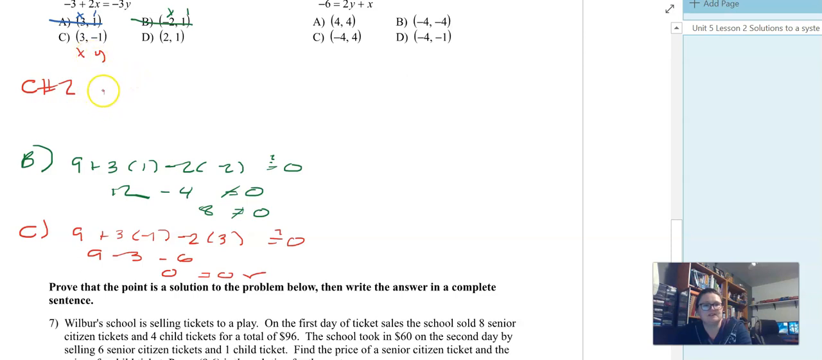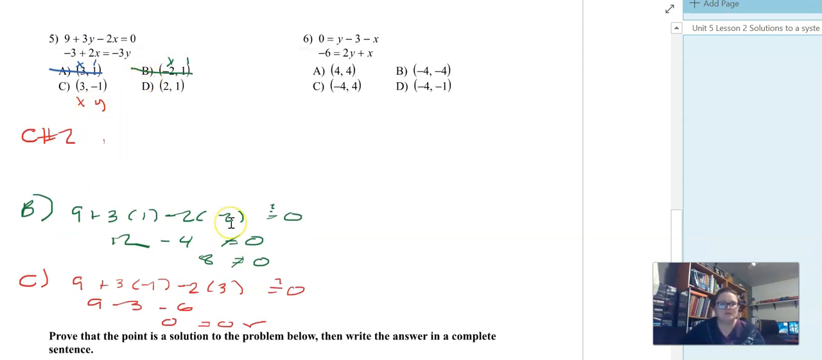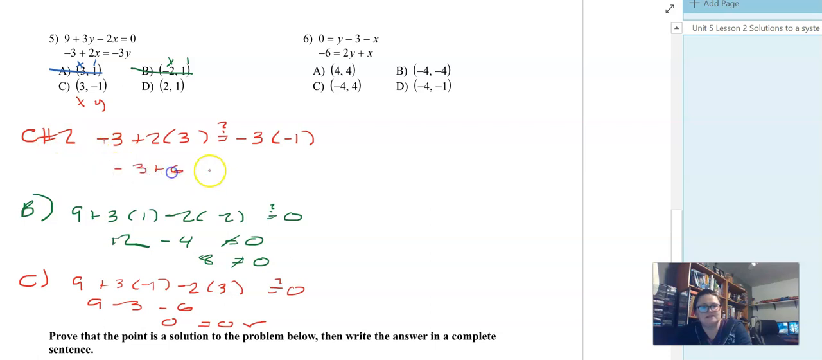So now I have to check the second equation. Remember, the second equation was negative 3 plus 2x equals negative 3y. So negative 3 plus 2 times 3, is that equal to negative 3 times negative 1? Right, because y is negative 1. So that is negative 3 plus 6, and that is 3 on the right side. So that's 3, and that's 3, so it works. So C is the solution.